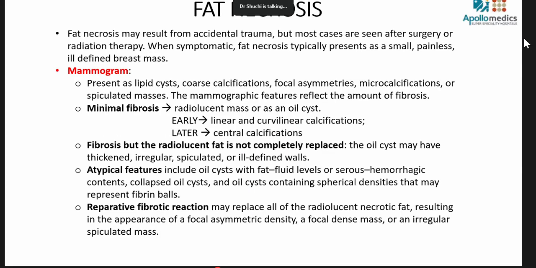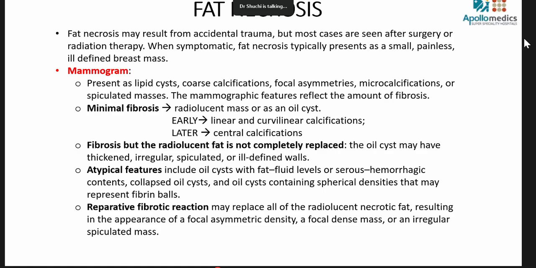Fat necrosis. Mostly it results from accidental trauma, but can happen after surgery or radiation therapy. Once symptomatic, it can present as a small, painless, ill-defined breast mass. On mammogram: lipid cysts, coarse calcifications, focal asymmetry, microcalcifications, and spiculated masses. Mammography reflects the amount of fibrosis in the fat necrosis. Where necrosis is happening, obviously the surrounding tissue will develop some fibrosis, so we'll see some architectural distortion, some asymmetry. So minimal fibrosis, radiolucent mass, or an oil cyst.